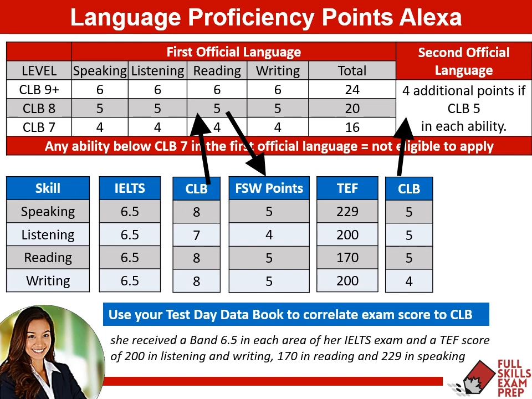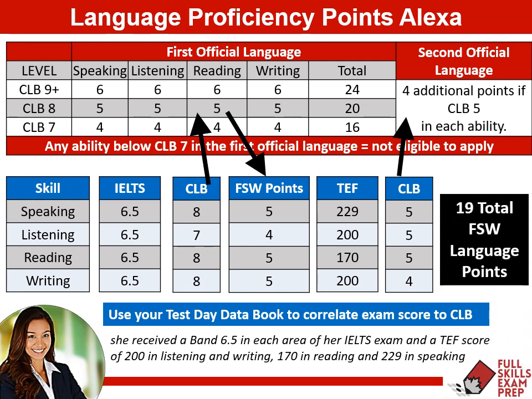In listening, she had a TEF score of 200, which correlates again to a CLB 5. In reading, she had a TEF score of 170, which also correlates to a CLB 5. However, the tricky part here is that her writing score was 200, but that correlates to a CLB 4.